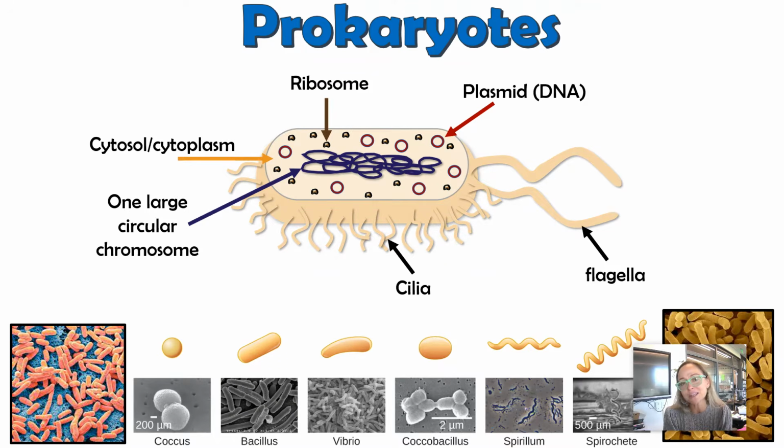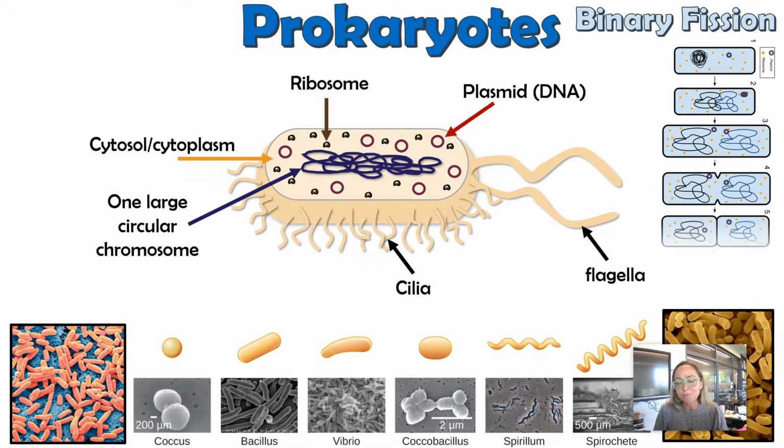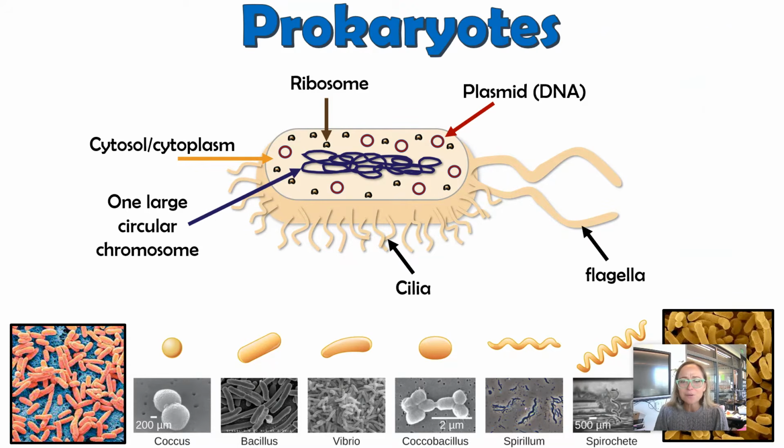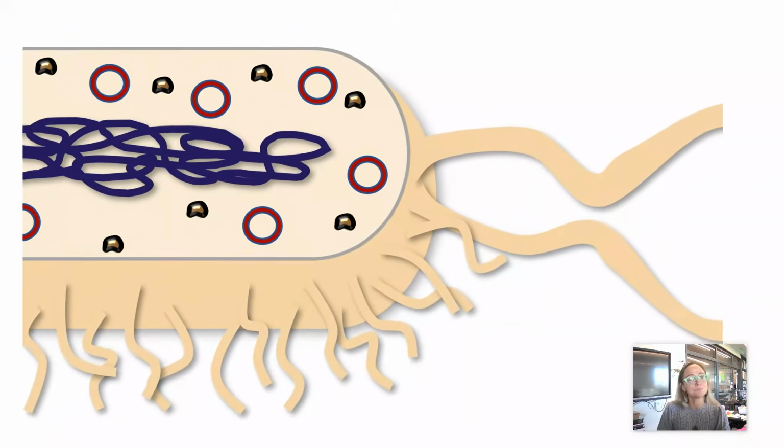Now, another difference between prokaryotes and eukaryotes is that when prokaryotes multiply, so if one bacteria or one prokaryote becomes two, the process is called binary fission. It's a type of asexual reproduction where they basically make a clone of themselves. So this is different than a eukaryotic cell that would divide by mitosis.